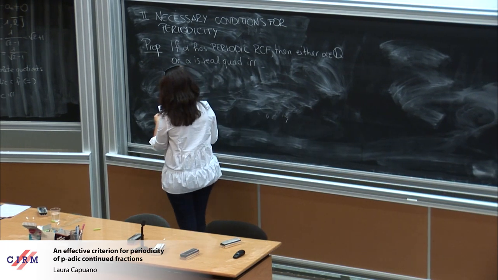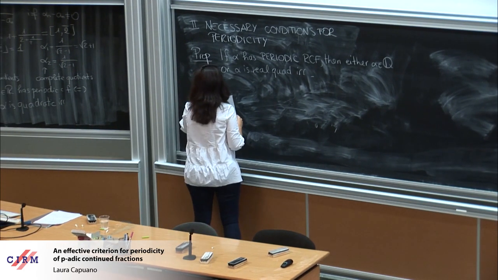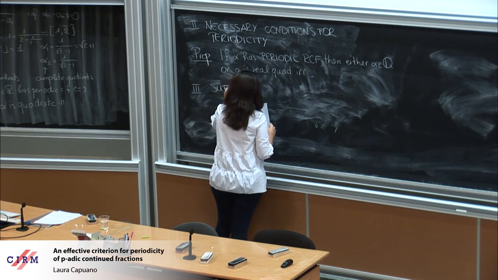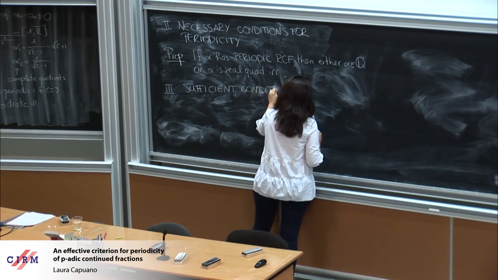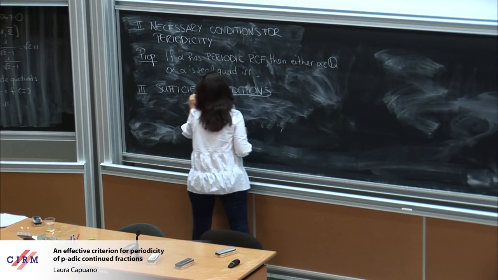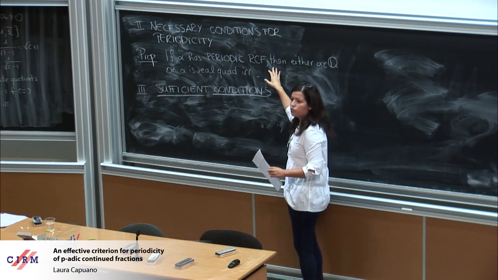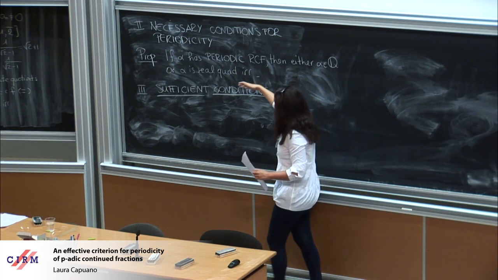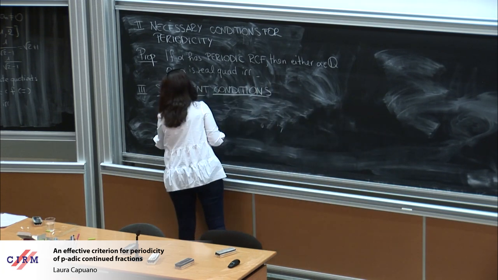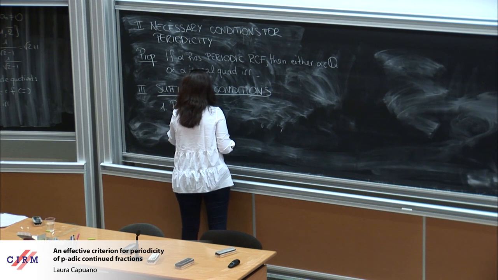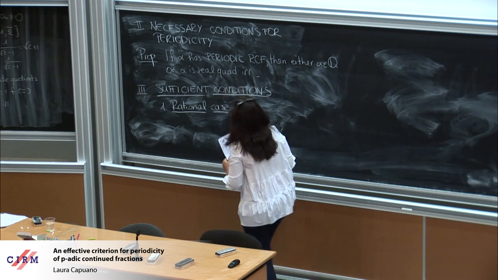And for the sufficient condition, you see that now, in order to hope to have periodicity, we have to study the rational case and the quadratic case. So I will just divide the two cases. So the first, the rational case.